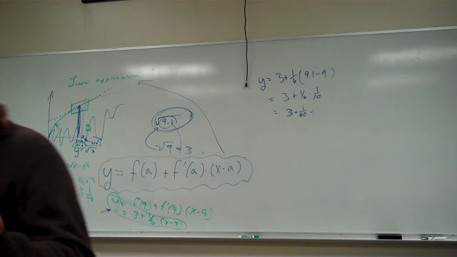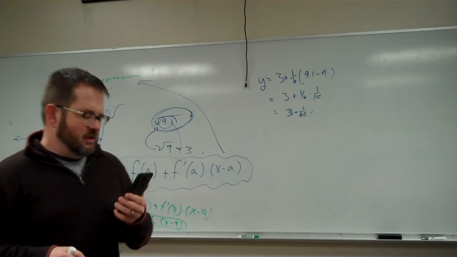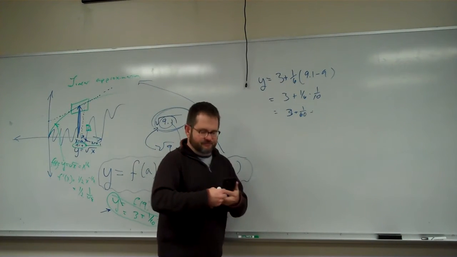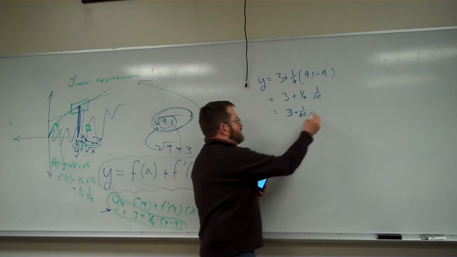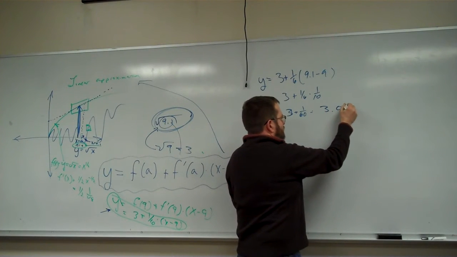In the trig class, I learned to talk to my calculator, because if I'm just up there going tap, tap, tap, you don't know what I'm doing, right? So this way, when I talk to my calculator, you can talk to your calculator. What is 3 plus 1 over 60? The answer is approximately 3.017.